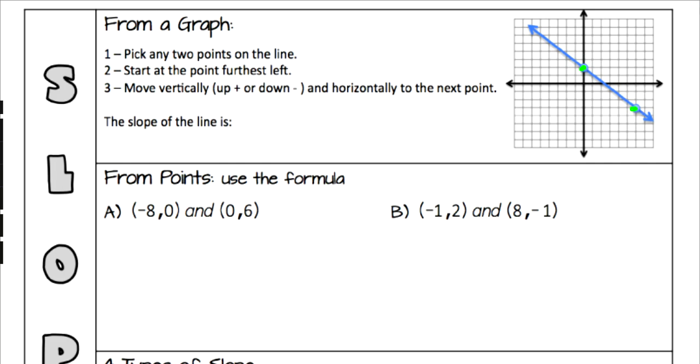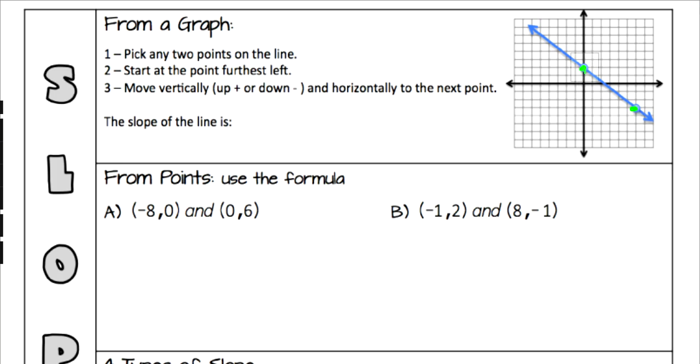You can pick any 2 points. We generally want to pick 2 points that have nice coordinates, not decimals or fractions that we can't tell from the graph. So we've selected our 2 points here. Then we want to start at the furthest point to the left on the graph, so that would be our higher point there. We want to find the vertical change, going up for positive change and down for negative change, and then move horizontally left or right to get to that next point.